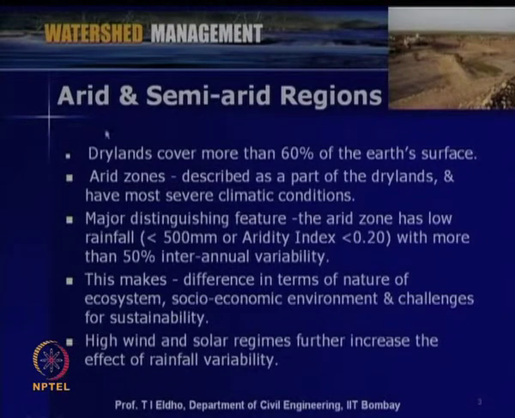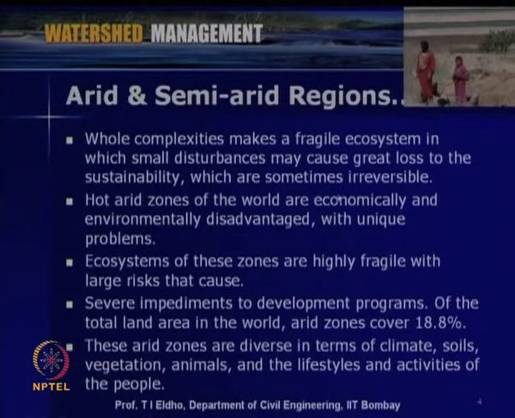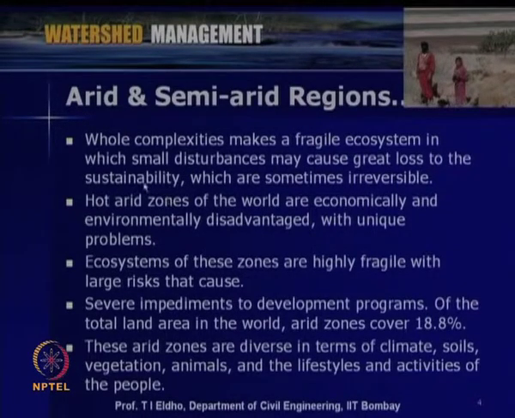Most of the time the issues related to arid or semi-arid regions will be similar in some way. With this perspective, let us look into various water related issues or land related issues as far as arid regions are considered. There are so many complexities, land related complexities and water related complexities. All this makes a fragile ecosystem in which small disturbances may cause great loss to the sustainability, which is sometimes irreversible. Even if, for example, in a particular area the average annual rainfall is 300 mm, and small changes take place with respect to this availability, then there will be a lot of problems, like severe drought problems, severe water shortage problems.